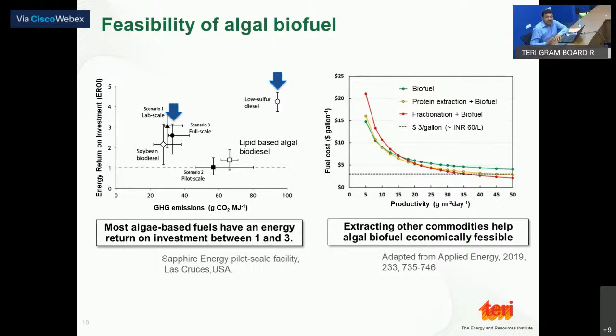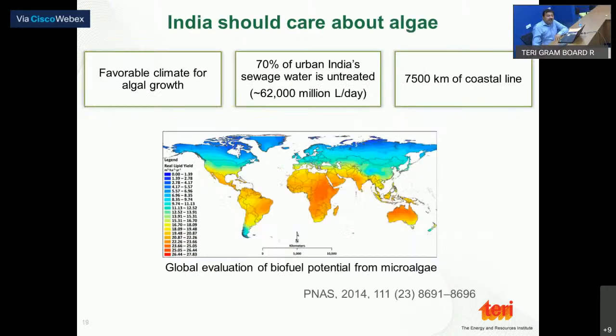But otherwise, except for Synthetic Genomics, other companies are not focusing only on biofuel. They are using the other products at the same time. And in India, of course, there is a huge prospect for algal biofuel and other products because of the favorable climate.